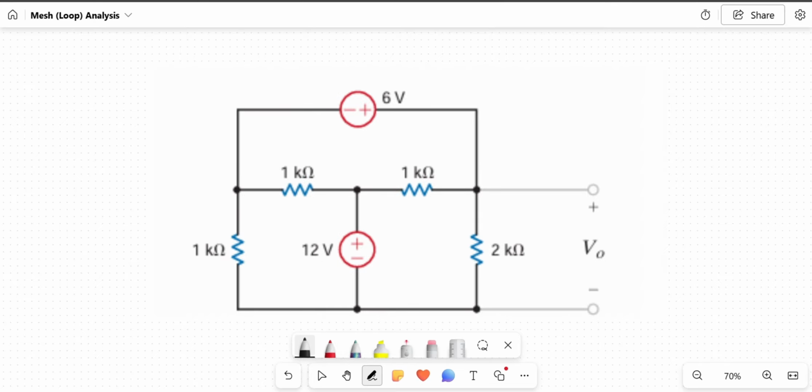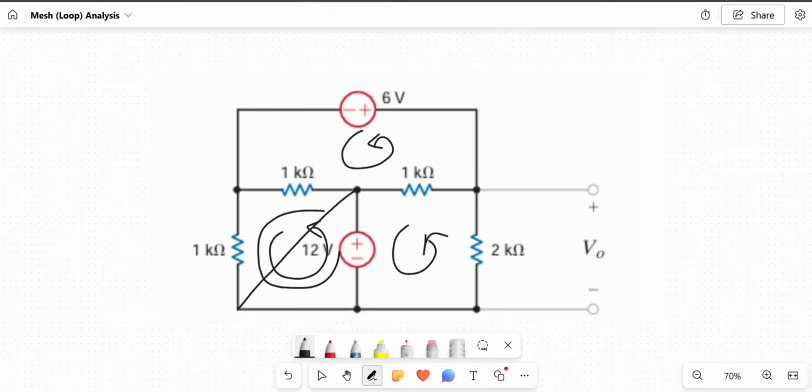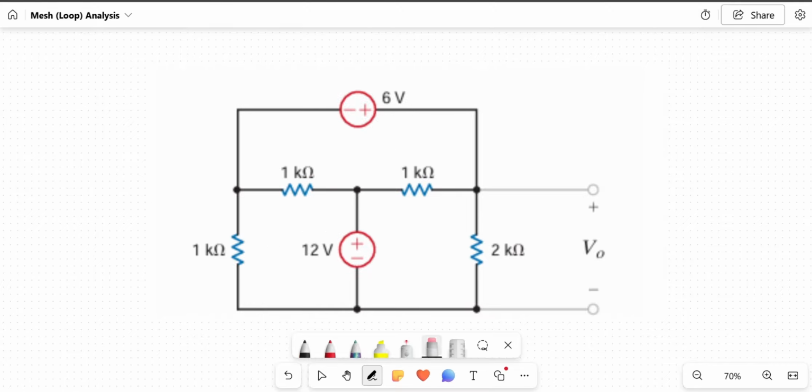Now, what is a mesh? A mesh is a type of closed loop that does not contain any other loops inside. So for example, this over here is a mesh, this is a mesh, and this is a mesh. However, if there was something blocking, this entire thing would not be a mesh. Instead, this would be a mesh, and this would be a mesh.